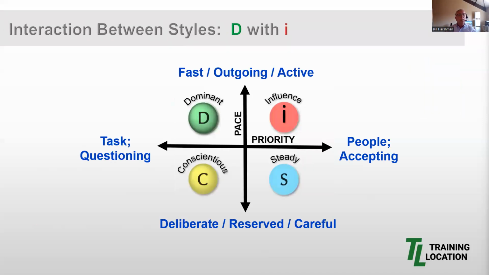Here's our model again, just to help remind you where the D and the I styles fit into our grid. They share a faster pace, but they differ on the priority between task and people.